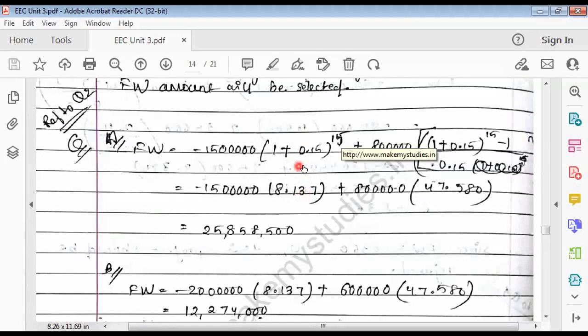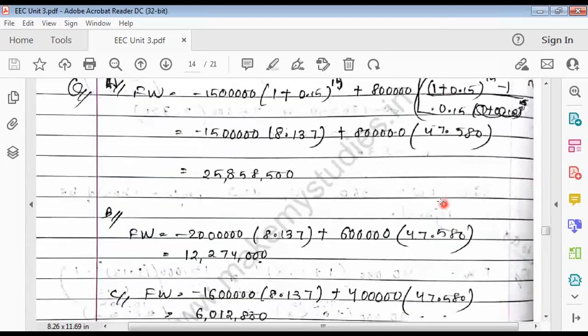1 plus 15% whole to the power 15, its value is 8.137. You remember that so that you do not solve the formula once again for B and C. Once you remember, you can simply multiply. And the second formula, 1 plus 15% whole to the power 15 minus 1, divided by 15%, its value is 47.580. So once you remember it, you can just simply multiply for B and C.